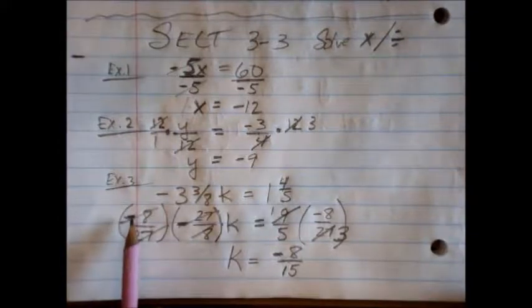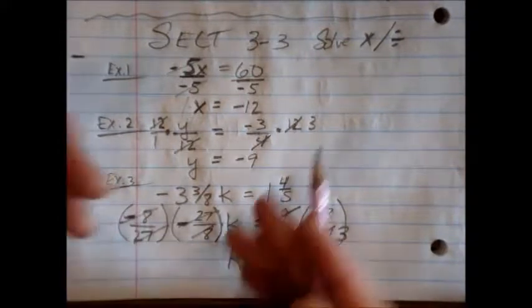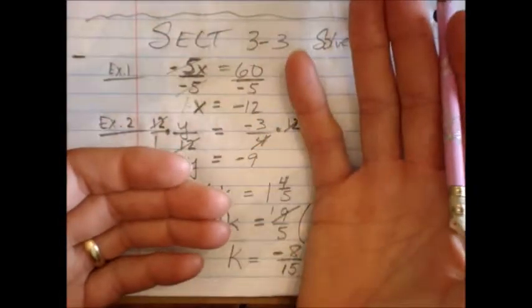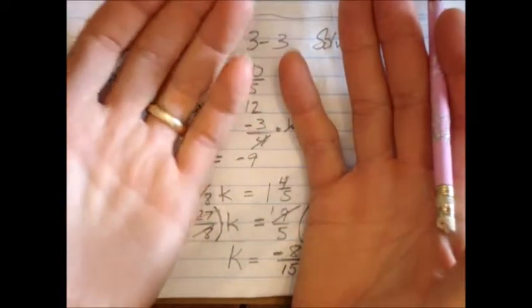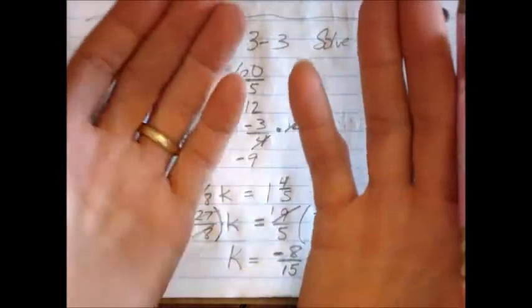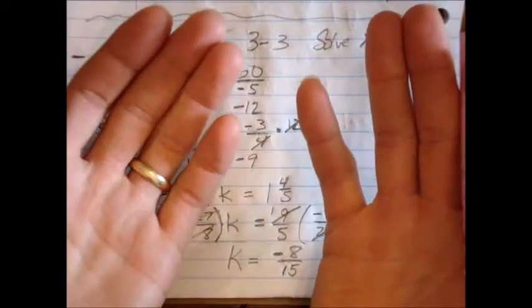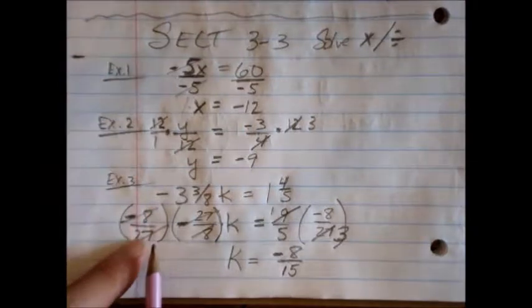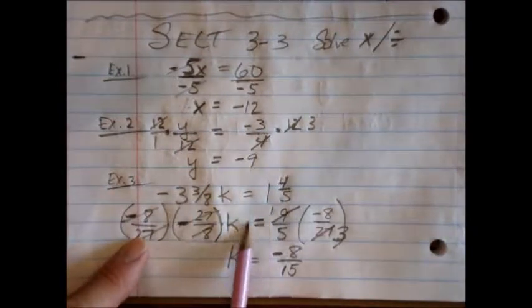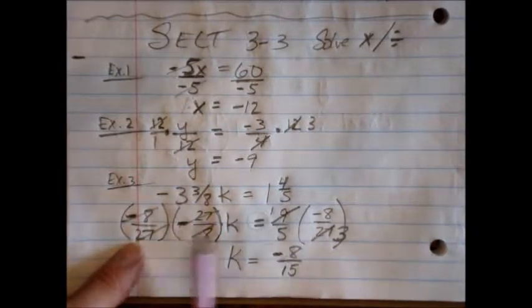And then finally, the last rule is, remember, what you do to one side of an equation, you have to do the same exact thing to the other side to keep the balance of the equation. Same exact thing. So I multiplied both sides of this equation by negative 8/27. Did we answer your question?